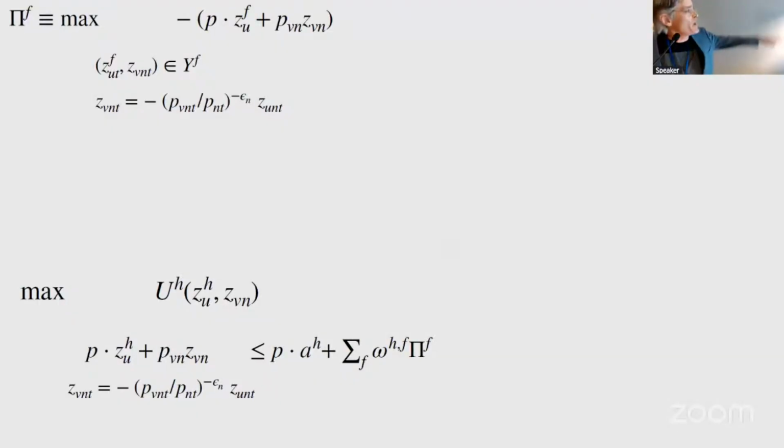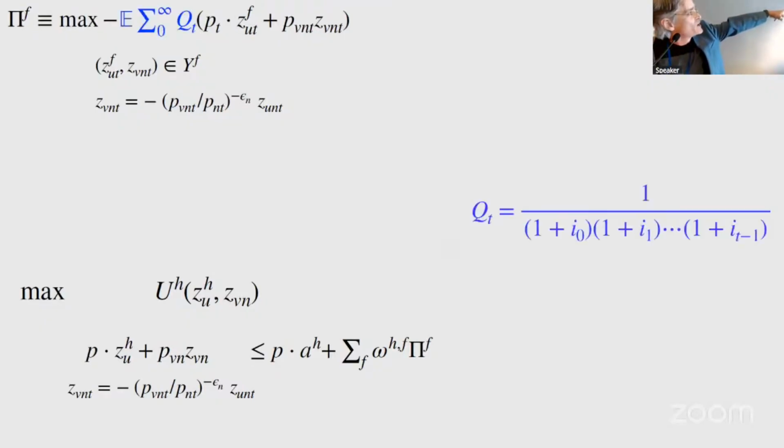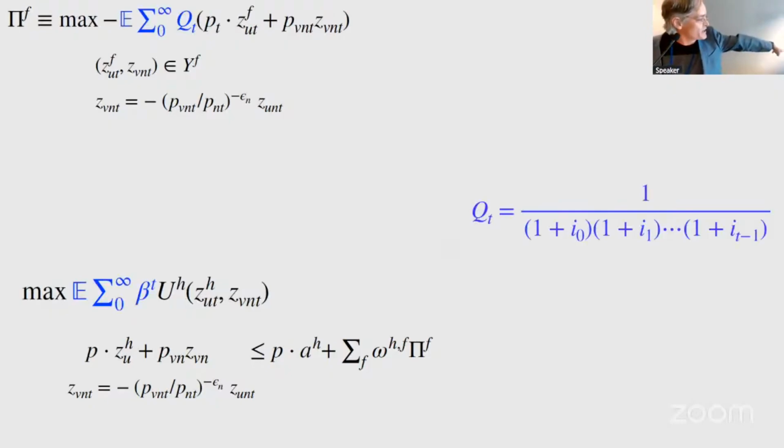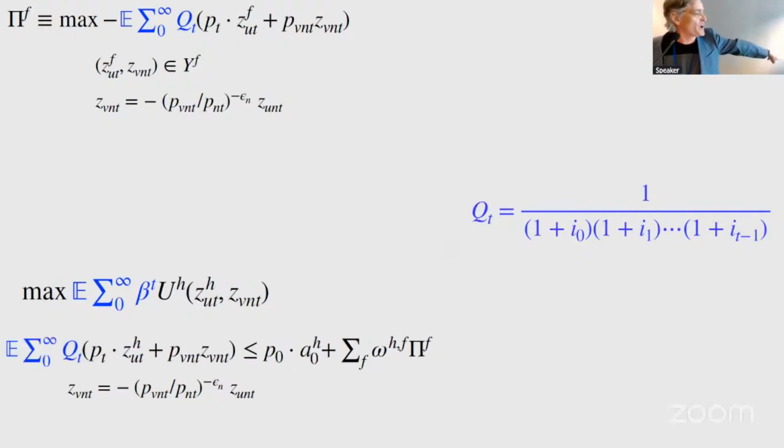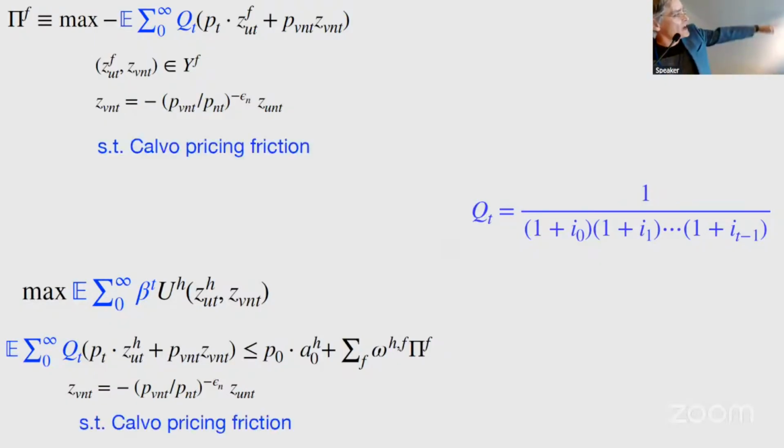Okay, so let me show you what the math is, back to my slide that I had before, but I'm just going to add that now it's not static, so I add up the present value. Similarly here, the discounted value of utility, where Q is just the nominal discount, all right? And of course, I have to add also the Calvo friction. Okay, so that's the model. Okay. Let me show you how you solve that model. So for now, I'm going to set this Q to be beta to the t. Think of that as like the natural steady state one. And then we can bring in the other cases.